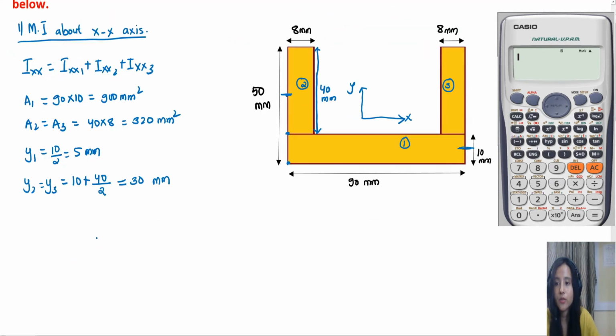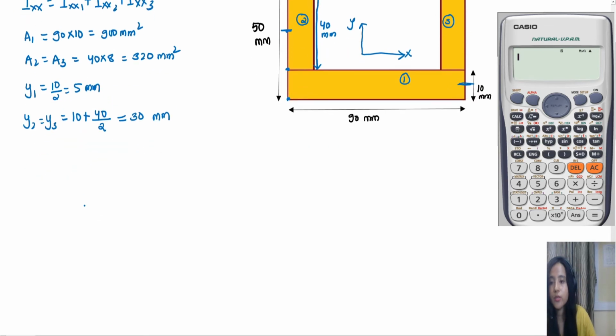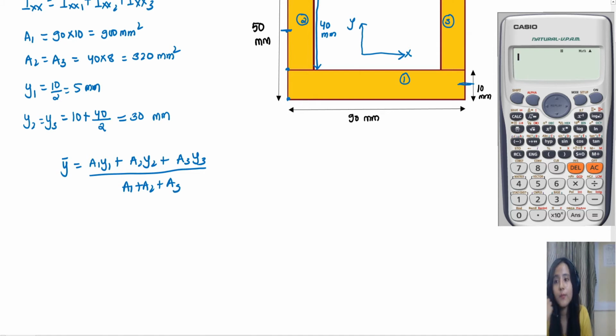Now we have found out y1, y2, a1, a2. Let us find y bar. So now my y bar will be equal to (a1 y1 plus a2 y2 plus a3 y3) divided by the total area a1 plus a2 plus a3. Now since my a2 and a3 are the same, I can do 2 into. So I'll show you how.